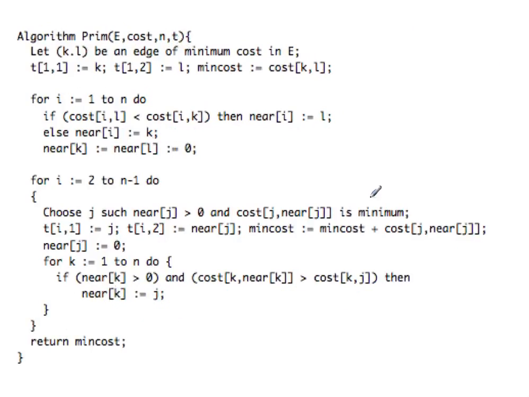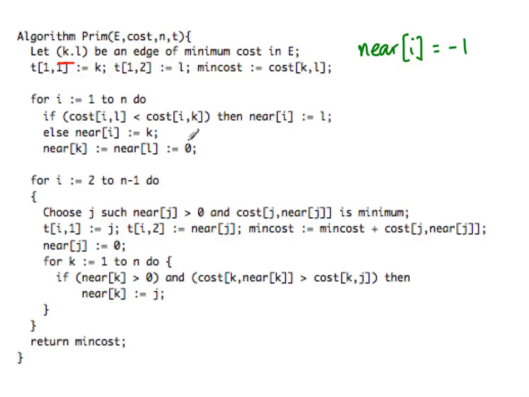So we should note that the algorithm that we have presented here is slightly different from the one given in the book. The main difference in the book is that this possibility that near of i is equal to -1, in case there is no edge from i to the tree, is not considered. So what happens in the book is that, for instance, when you start with the edge kl, you first check whether the cost to l is less than the cost to k.